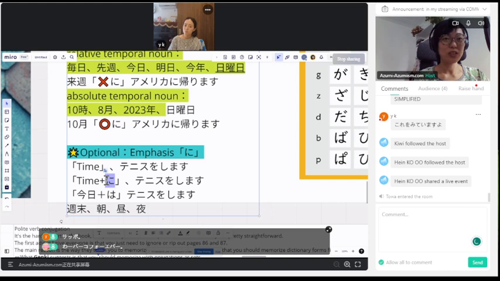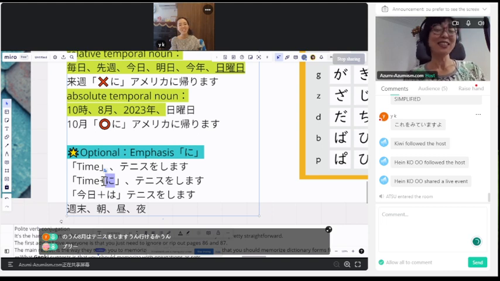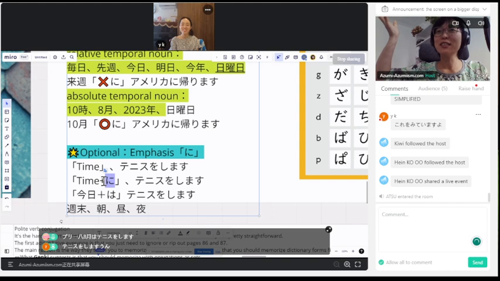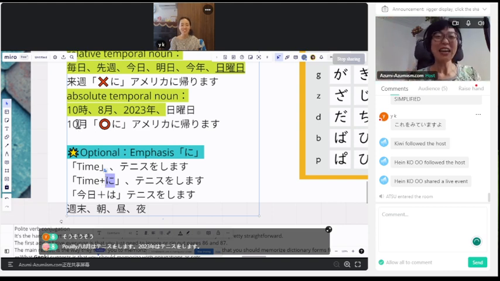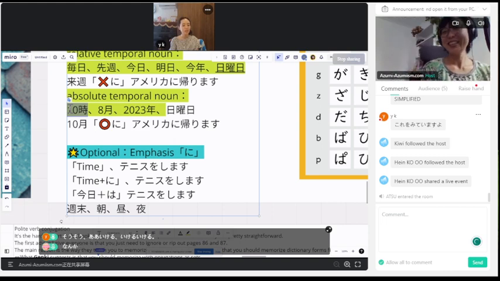Another noun usually takes ni particle. However, 日曜日はテニスをします also works, right? 日曜日はテニスをします。明日はテニスをします。10時はテニスをします。Does it work? 10時はテニスをします。No. 8月はテニスをします。No. 8月はテニスをします。いけるか。Probably. 2023年はテニスをします。いける。I think o'clock is a really peculiar position.